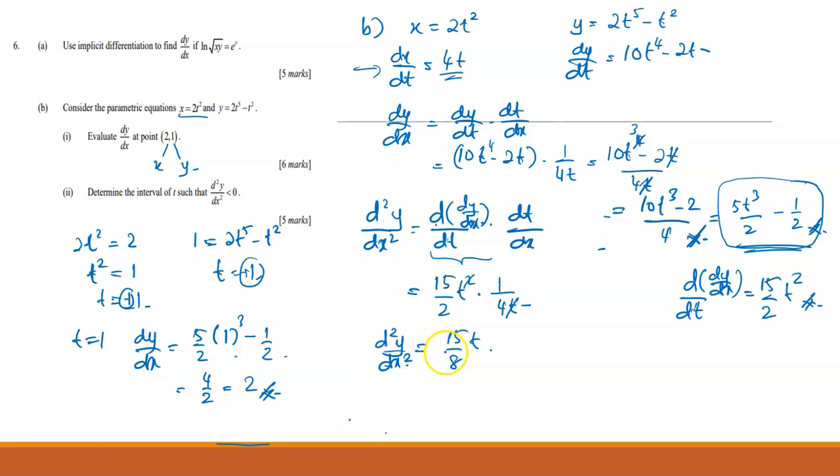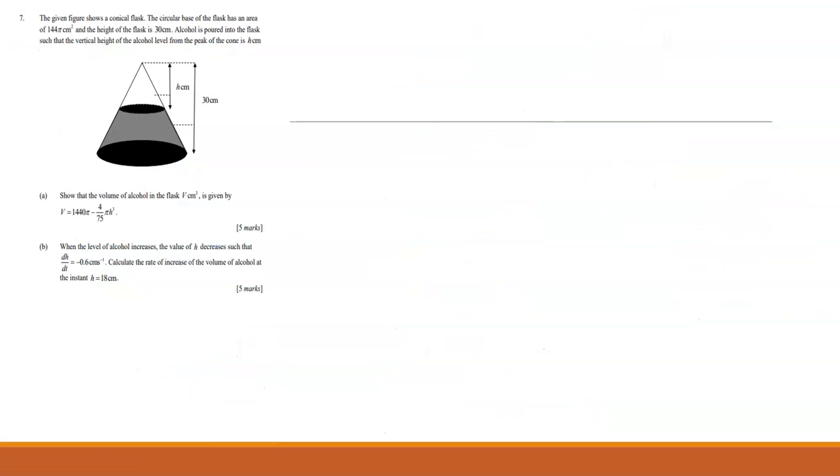So if this is less than 0, then t is less than 0. So the interval of t, according to the question, is negative infinity until 0.